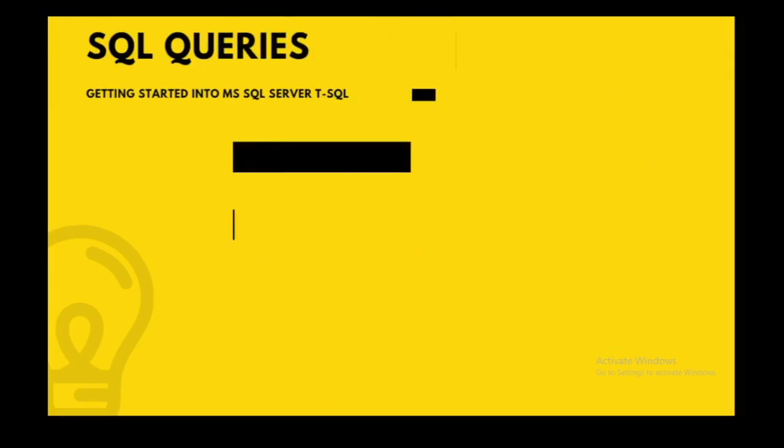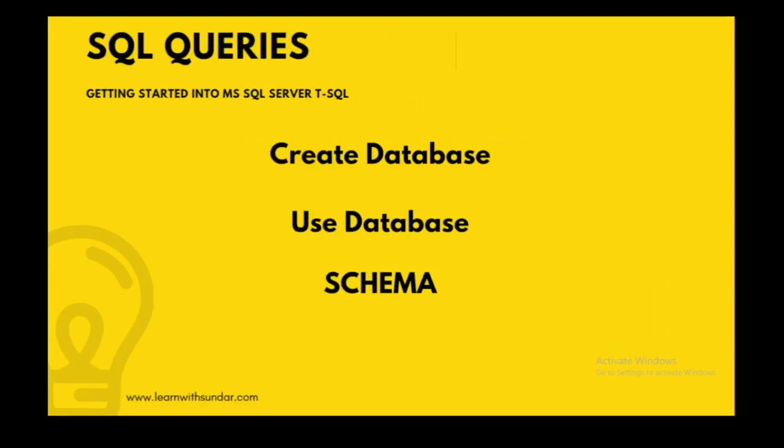Now let's look into the SQL queries. In this part, we will discuss how to create a database using T-SQL, how to use the created database, and schemas. Before creating a table, we need to consider a few things: one is schema and the other is normalization. Let's discuss those in the next part of the video. But in this video, we will discuss how to create a database, how to use a created database, and what schemas are. Okay, let's switch into SSMS.